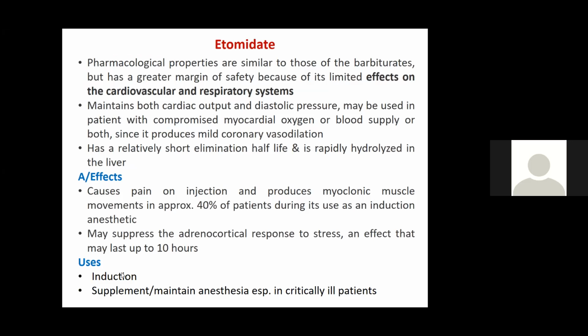So these are the uses or indications, either for induction or to supplement anesthesia, especially in patients with cardiovascular issues, because it has limited effects on cardiorespiratory systems. So if a patient has cardiorespiratory issues, then you may want to use etomidate. If a patient has a brain injury, etc., you may want to use propofol. If you are dealing with an ambulatory patient, then you may want to use ketamine.